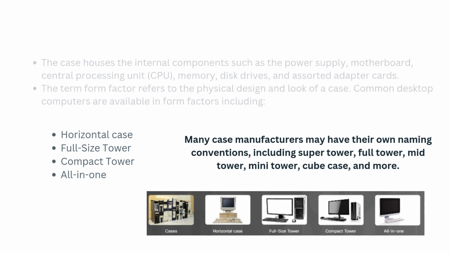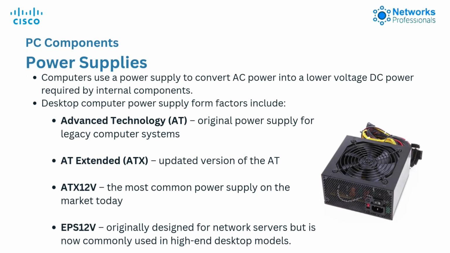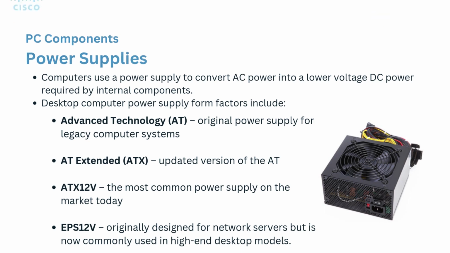Power supplies. Computers use a power supply to convert AC power into a lower voltage DC power required by internal components. Desktop computer power supply form factors include Advanced Technology, AT, the original power supply for legacy computer systems. AT Extended, ATX, an updated version of the AT with 12 volts, is the most common power supply on the market today. EPS 12 volts was originally designed for network servers but is now commonly used in high-end desktop models.